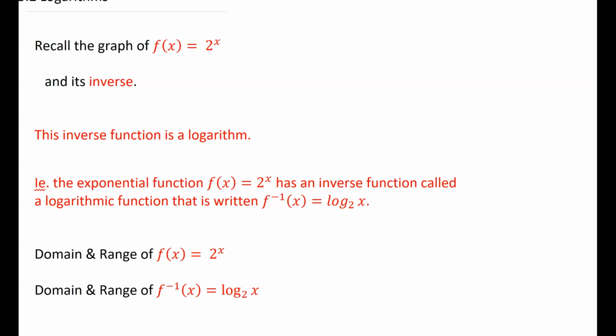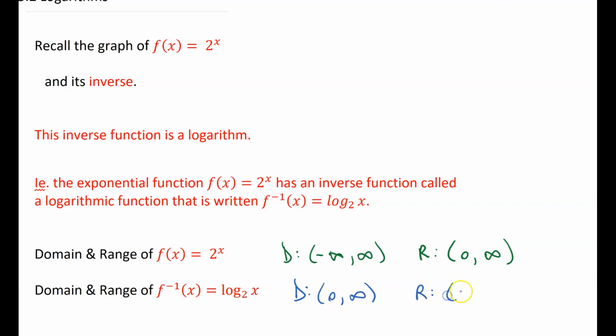And we already talked about the domain for 2 to the x was negative infinity to positive infinity. And the range for it was 0 to positive infinity. And then when we switched and looked at the inverse function, we got 0 to infinity for the domain and negative infinity to positive infinity for the range. Does anybody see the relationship between them? They're flipped, exactly.